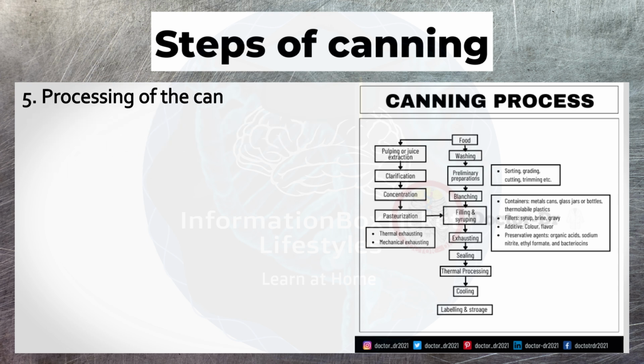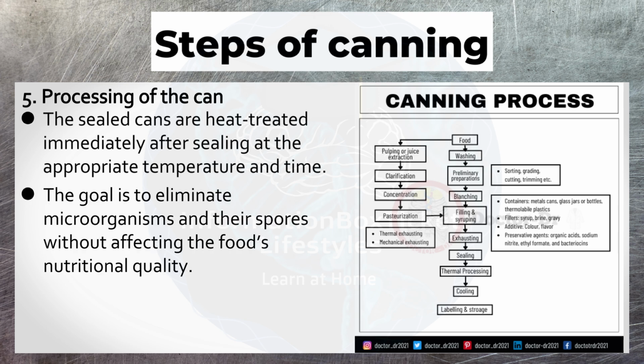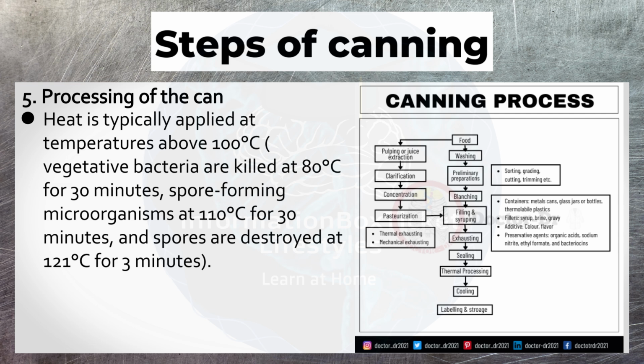5. Processing of the can. The sealed cans are heat-treated immediately after sealing at the appropriate temperature and time. The goal is to eliminate microorganisms and their spores without affecting the food's nutritional quality. Heat is typically applied at temperatures above 100 degrees Celsius. Vegetative bacteria are killed at 80 degrees Celsius for 30 minutes, spore-forming microorganisms at 110 degrees Celsius for 30 minutes, and spores are destroyed at 121 degrees Celsius for 3 minutes.